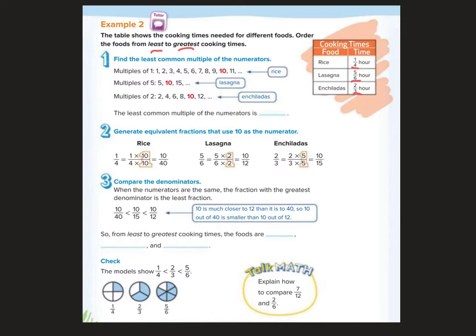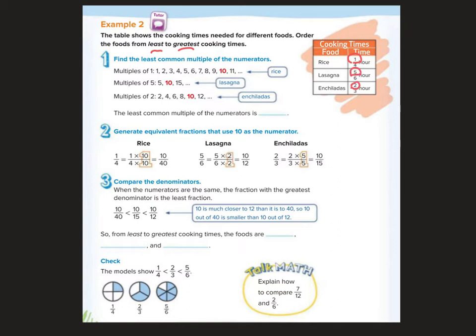Now, this one they want us to use numerators. I don't know that I agree with them. I think I would like to do denominators because I see they all go into 12. But we'll work with them here. So I've got a 1 numerator, a 5 numerator, and a 2 numerator.